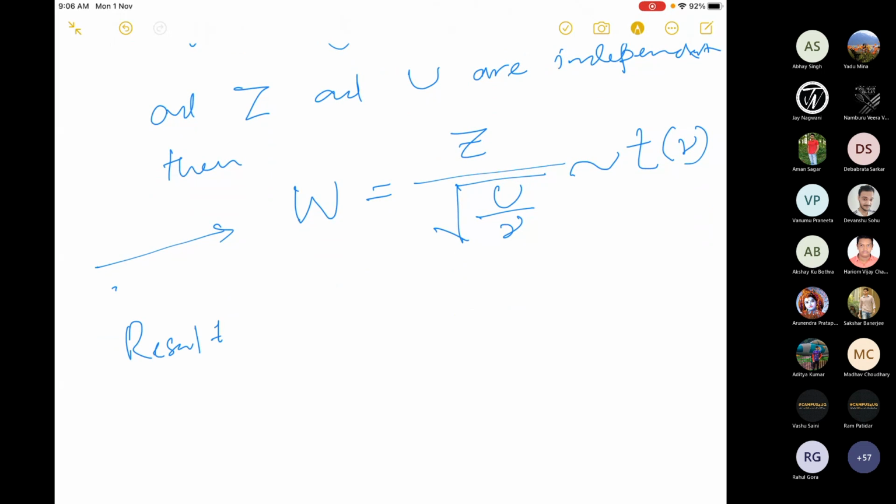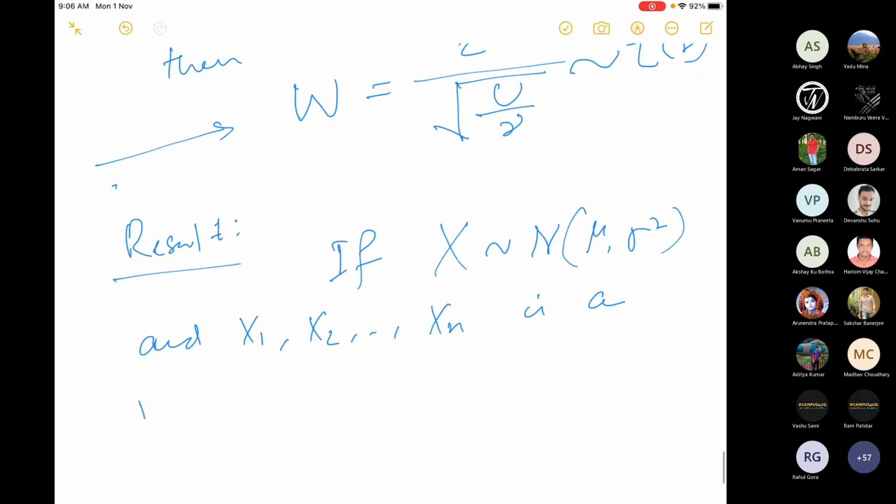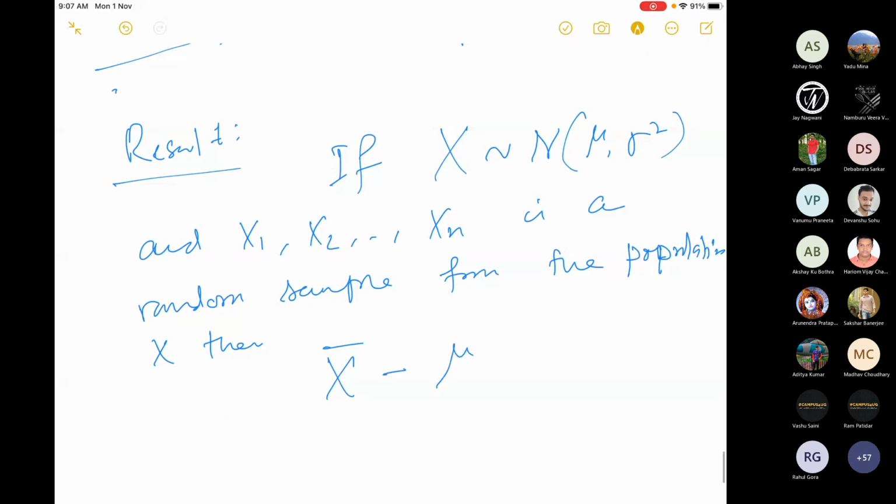Another important result, which I'll prove, is this: if X is normal with mean mu and variance sigma square, and X1, X2, ..., Xn is a random sample from the normal population X, then X bar minus mu divided by S by square root of n is t with n minus 1 degrees of freedom. What is S? This is the sample standard deviation, the square root of S square. So this becomes a statistic now, and this statistic has t distribution.